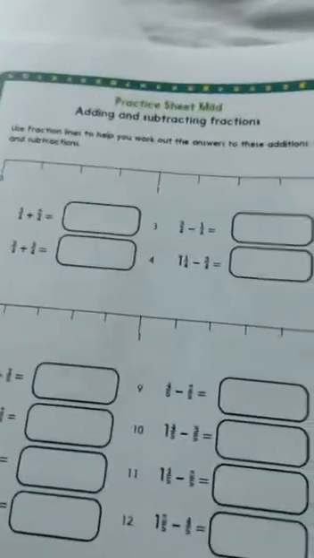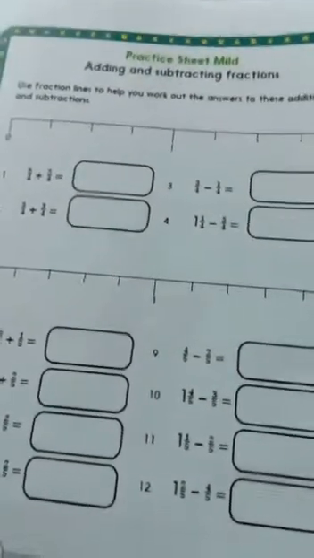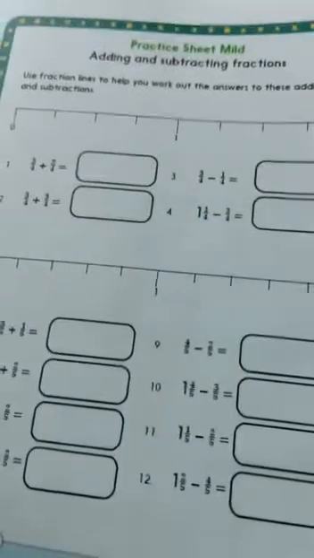Then when you get on to your practical work, you've got the mild sheet, looking at the operation which you're doing, if it's either addition or subtraction. Put the answers in the box. Use the number line to help you. And then you've got the hot sheet, the practice sheet.